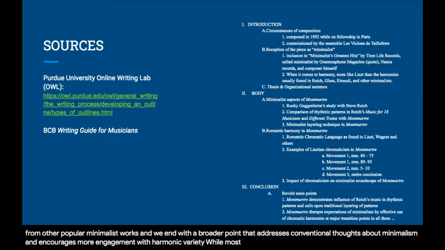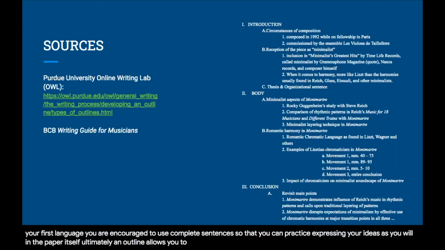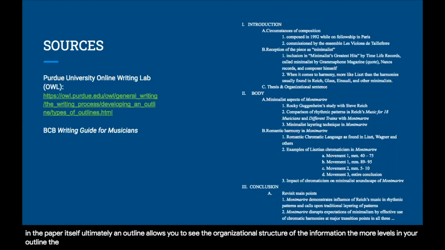While most outlines do not use complete sentences, if English is not your first language, you are encouraged to use complete sentences so that you can practice expressing your ideas as you will in the paper itself. Ultimately, an outline allows you to see the organizational structure of the information. The more levels in your outline, the more detailed it is.